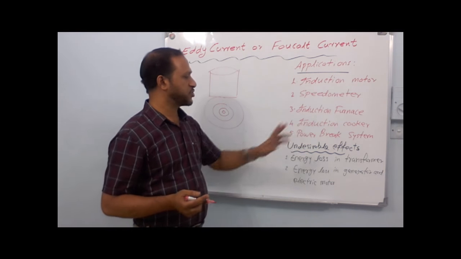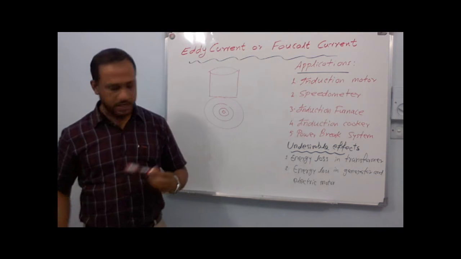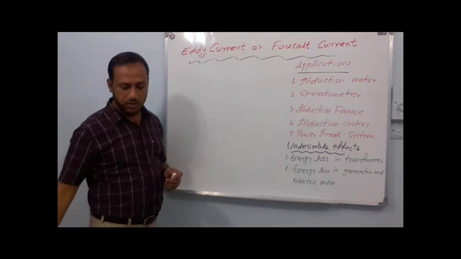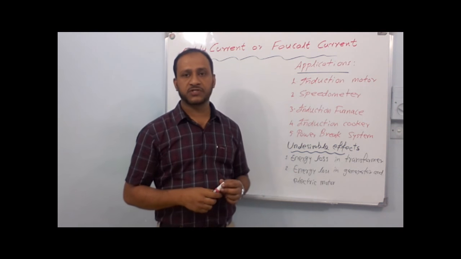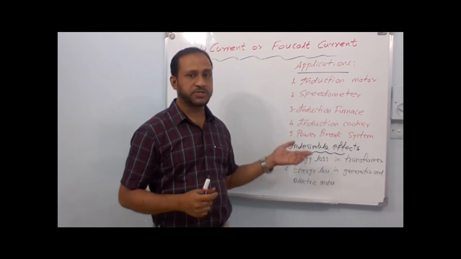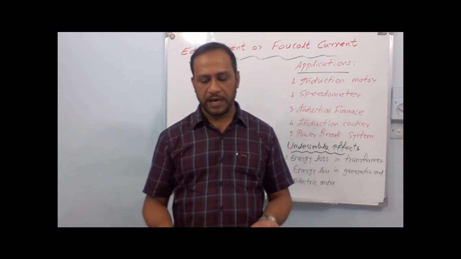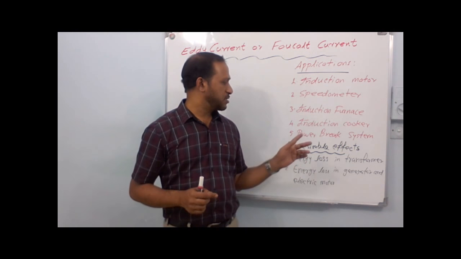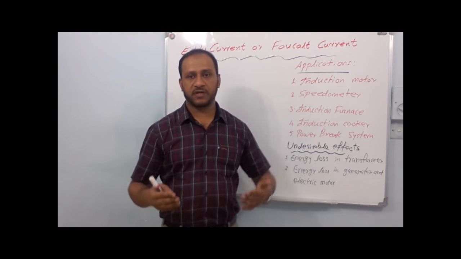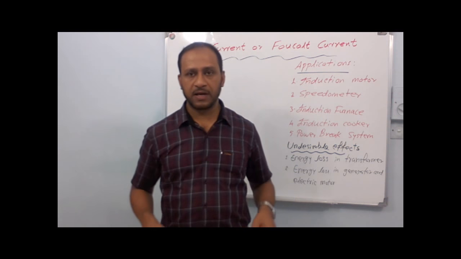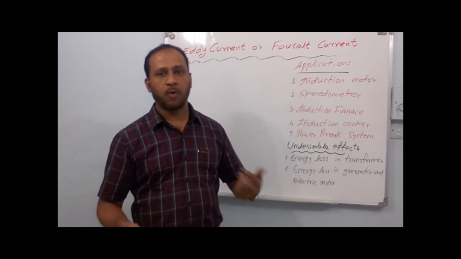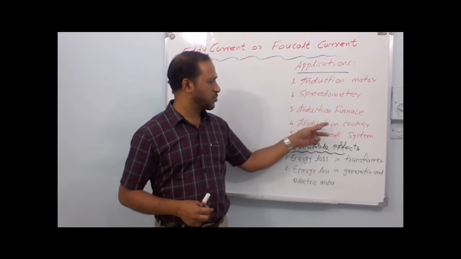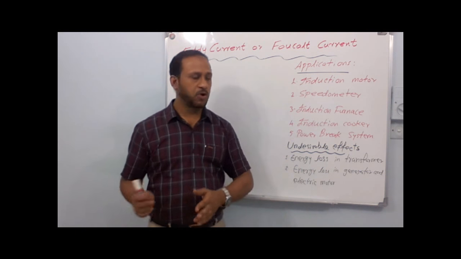And the last one is the power brake system. In the power brake system, we again make use of the principle of eddy current, and it is used usually in electric trains. In the power brake system, usually in an electric train, an electromagnet will be kept against the rail at the bottom of the engine. So when the brake is applied, the electromagnet of the power brake will be activated, and it will induce eddy current in the rail, and that will give a torque to the wheels opposite to the rotation, and it will stop the train. I will show you that working of the induction cooker as well as the power brake in the working model.